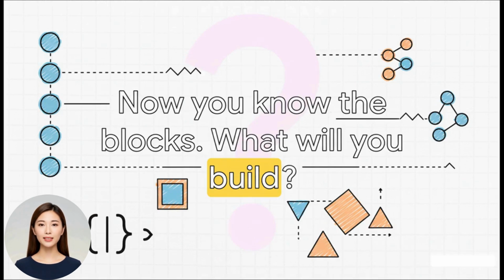So in the end, that's what layers are. They're the fundamental building blocks of AI. They're the Lego bricks that we can snap together to build everything from a simple image classifier all the way up to the massive, complex models that are generating art and writing stories today. So now that you understand the blocks, the only real question left is, what are you going to build?